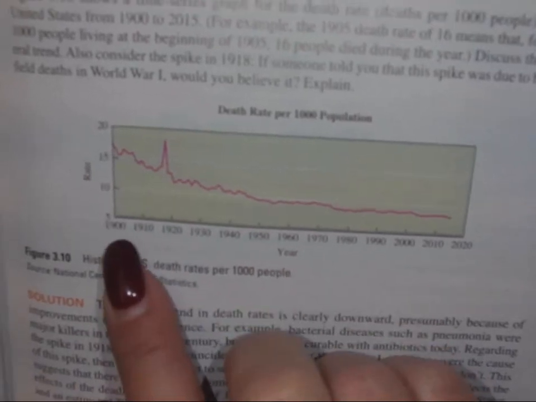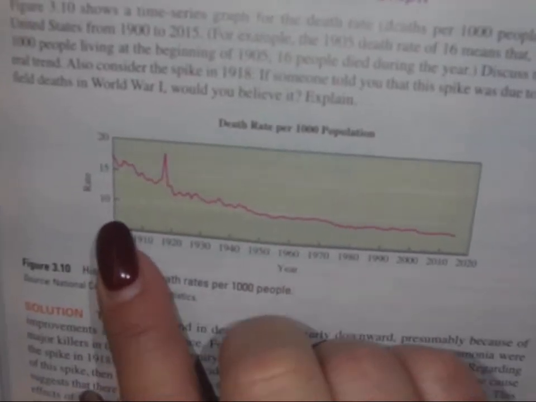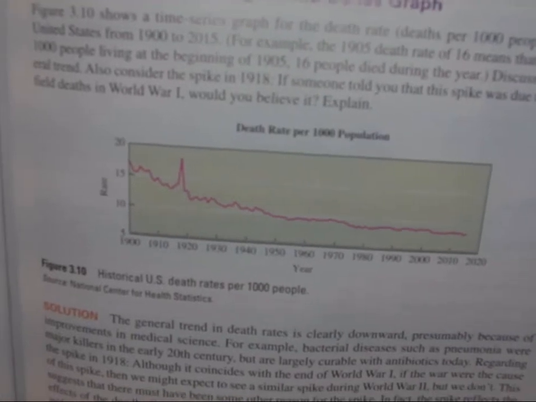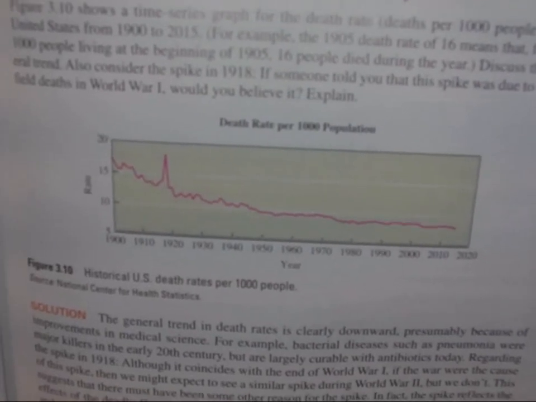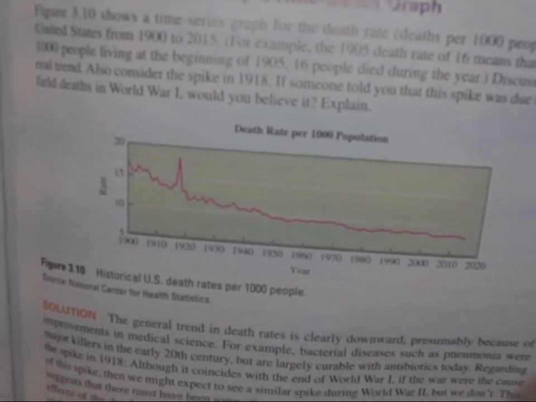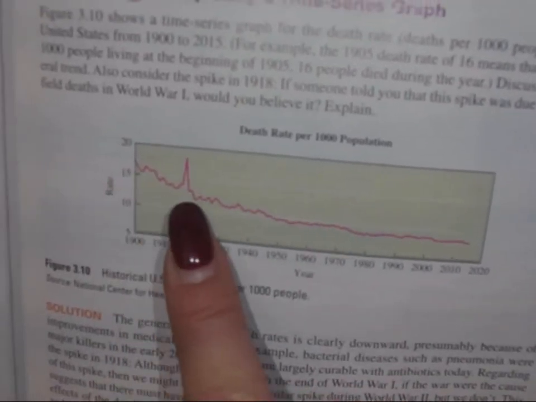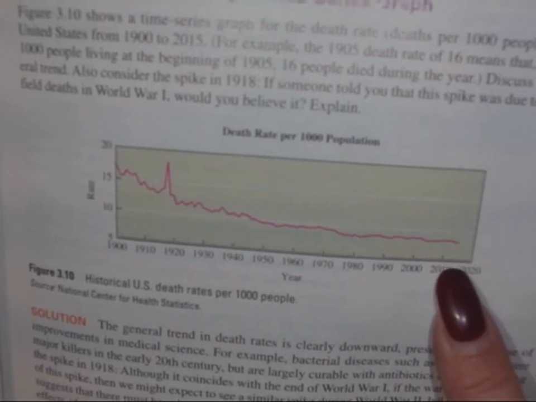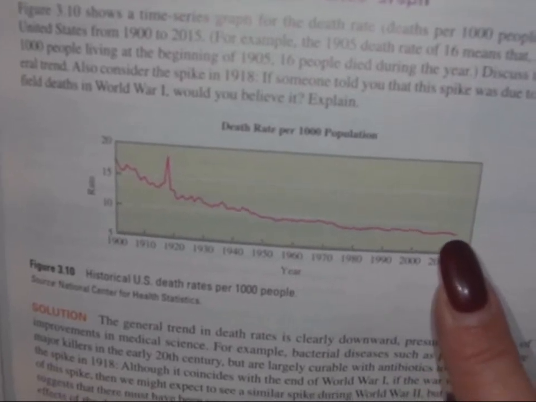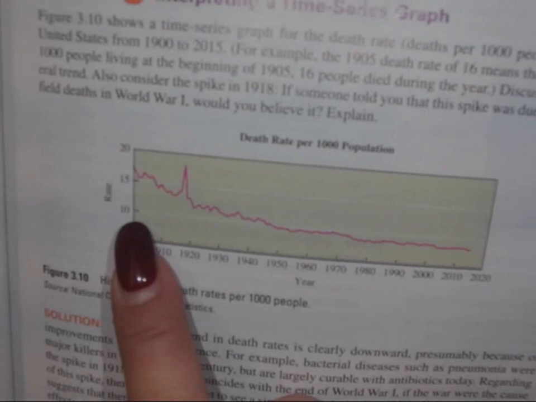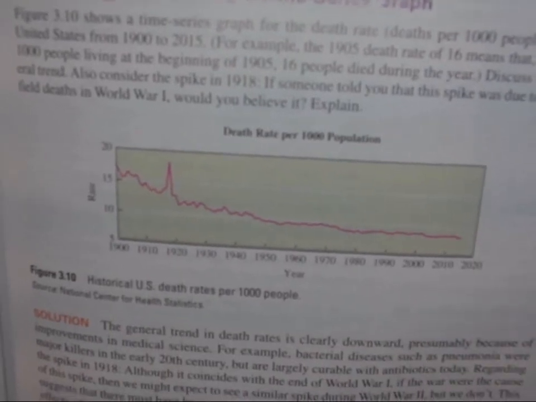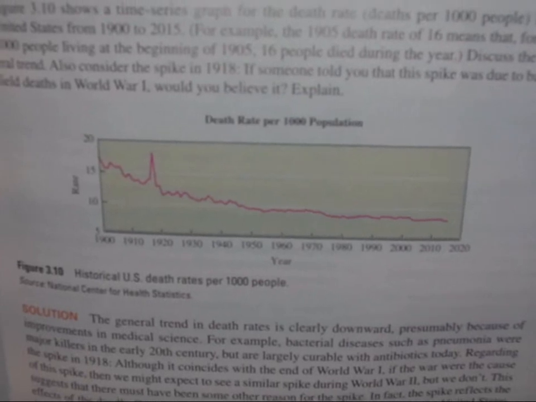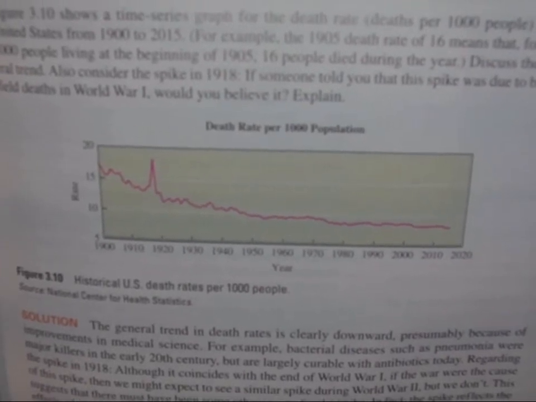We see that in 1900, there were about 16 or 17 deaths per 1,000 people, right? So that lets me know what's going on. We see an interesting trend where it's mostly a downward trend, where when we get to about 2015, there's only, say, 8 people, maybe, per 1,000 that are dying in that year. Okay, so it's definitely a downward trend.